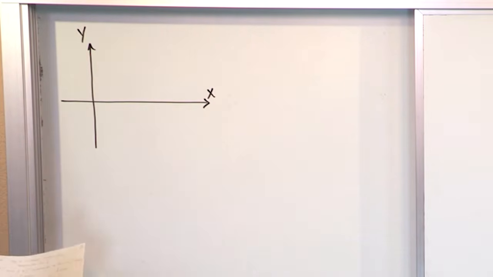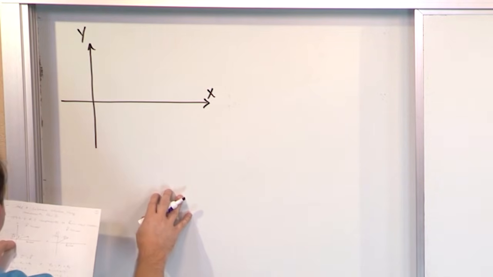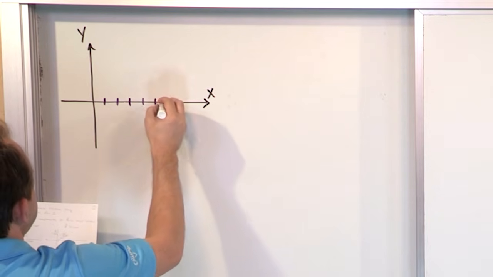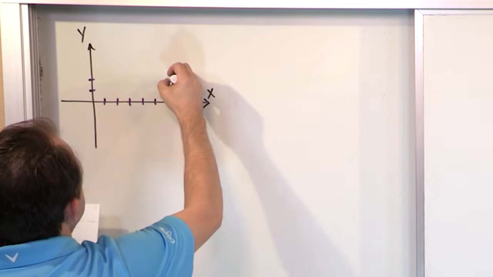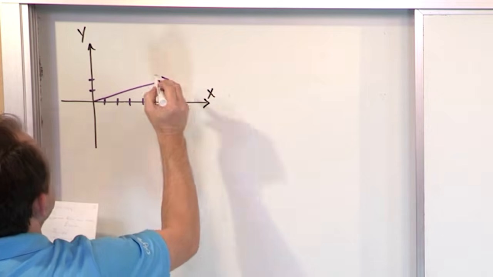So let's say I have a vector here, and I'm going to do my best to draw it to scale, but it's probably not going to be right. Let's say I have 1, 2, 3, 4, 5, this is 6. And this is 1, 2. So I'm going to put a dot right here, and I'm going to say that my first vector is going to be to the tip of this dot here.